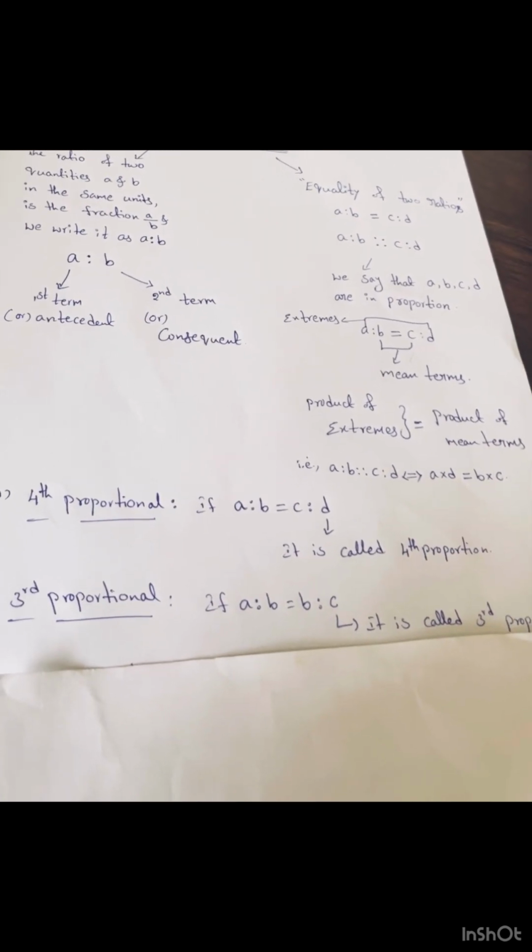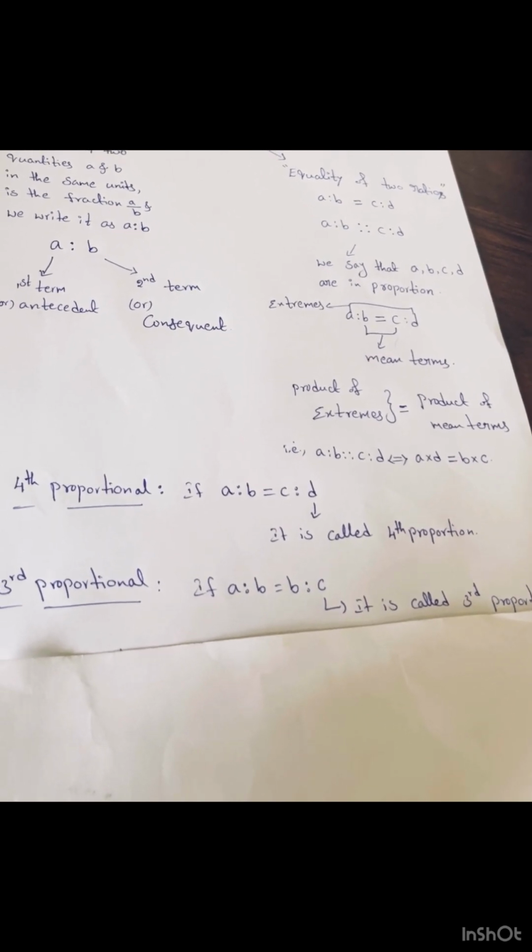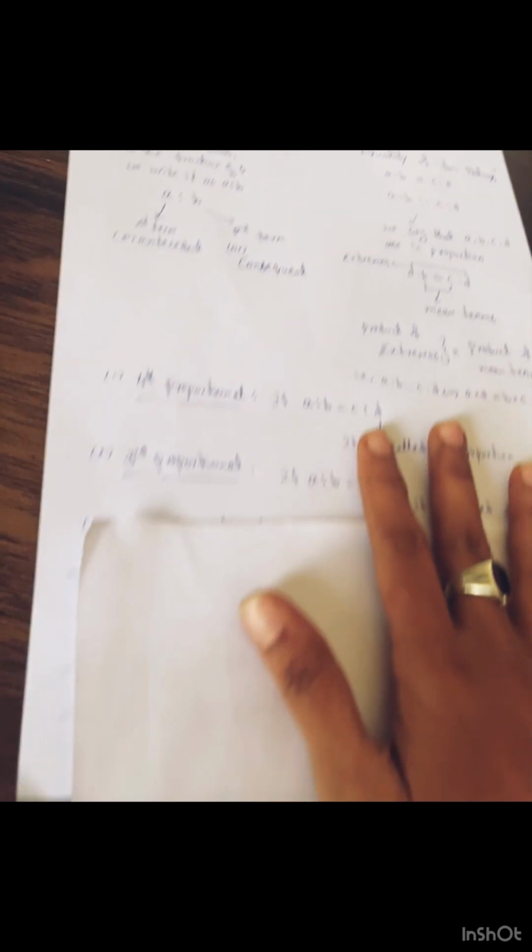Coming to the next, what is the third proportional? Here A is to B is equal to B is to C. At that time, B is repeated, the middle term is repeated. So we should write A is to B is equal to B is to C. The last term is the third term, so C is called the third proportional.